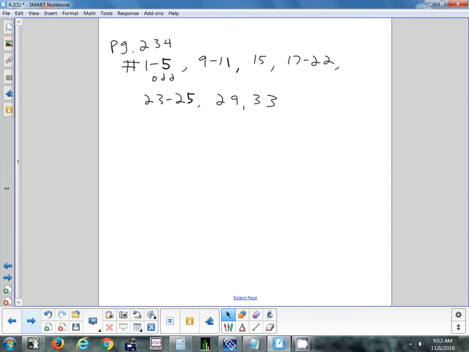So for tonight, not every problem is graphing, because some of them take a little bit of time, but some of them are. If you want graph paper, just let me know, and I can photocopy some. On page 234, I want you to try 1 to 5 odd, 9 through 11, 15, 17 to 22, 23 to 25, 29, and 33. Just do all odds, except 17 to 22, but everything else is just odds.